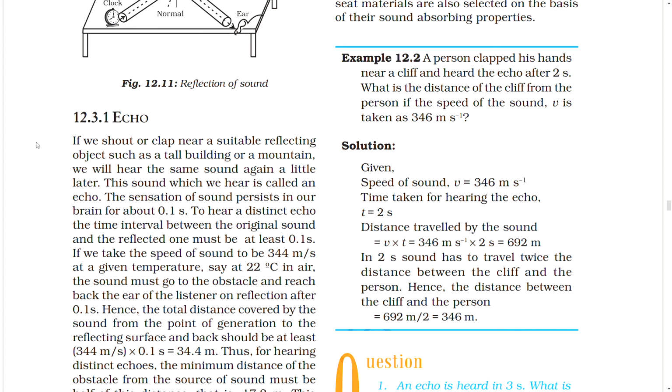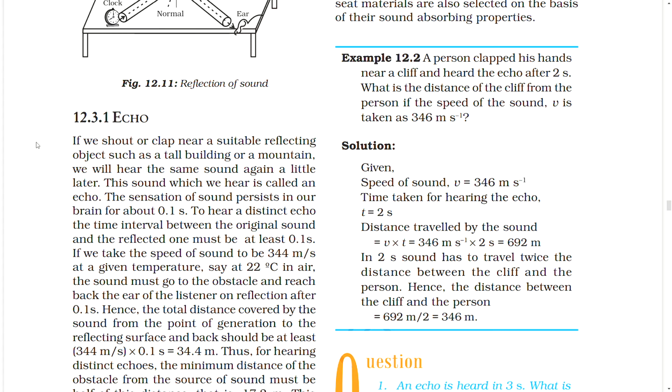Example 12.2. A person clapped his hands near a cliff and heard the echo after 2 seconds. What is the distance of the cliff from the person if the speed of sound v is taken as 346 m/s? Solution. Given speed of sound v equal to 346 m/s, time taken for hearing the echo t equal to 2 seconds.